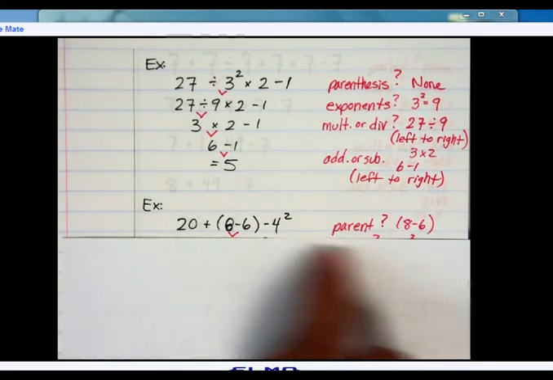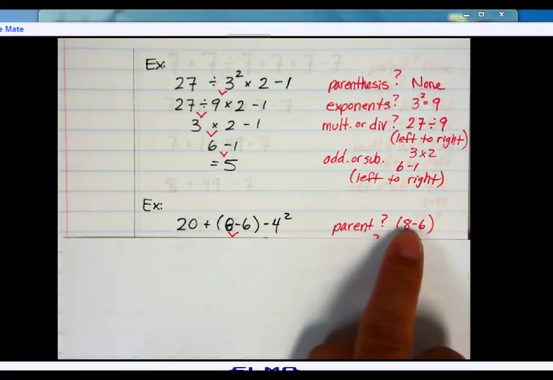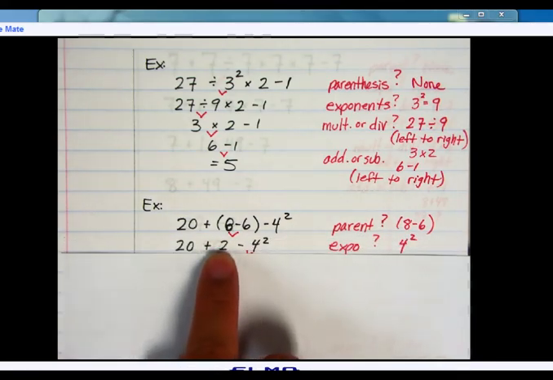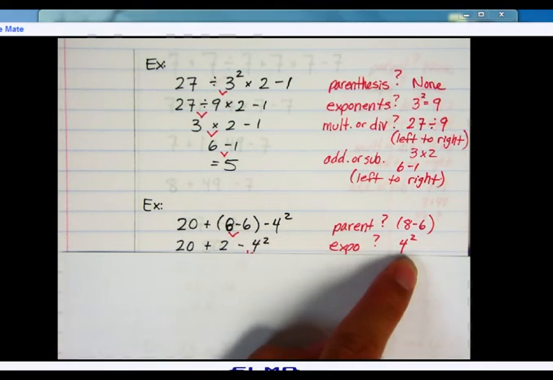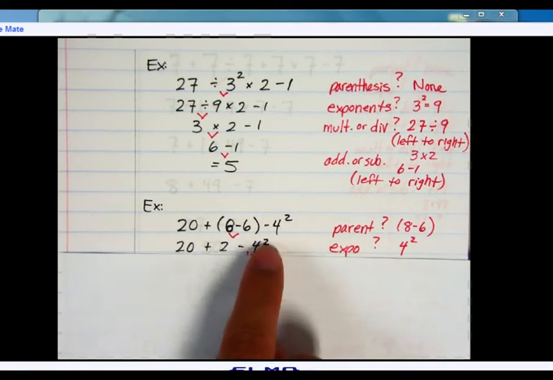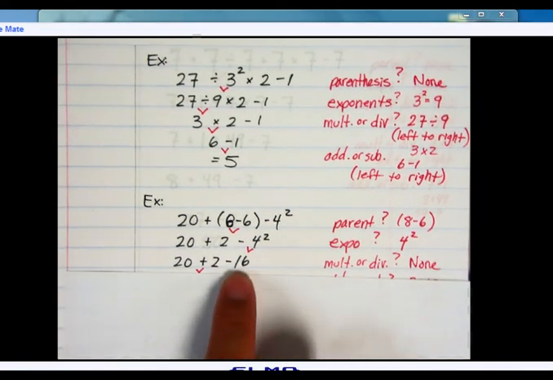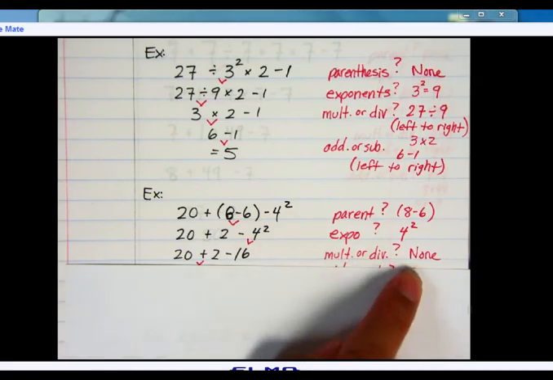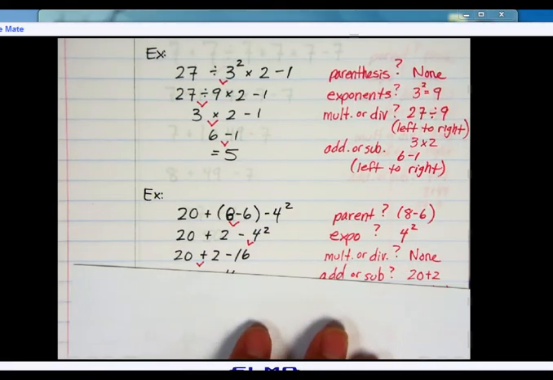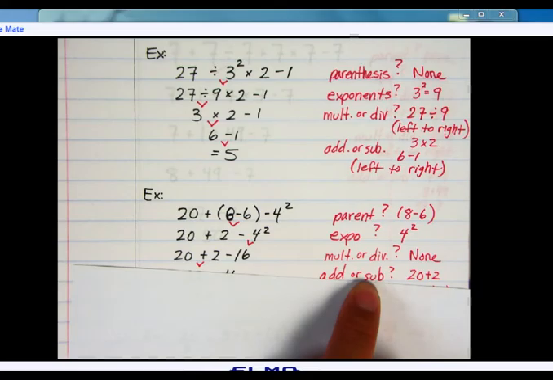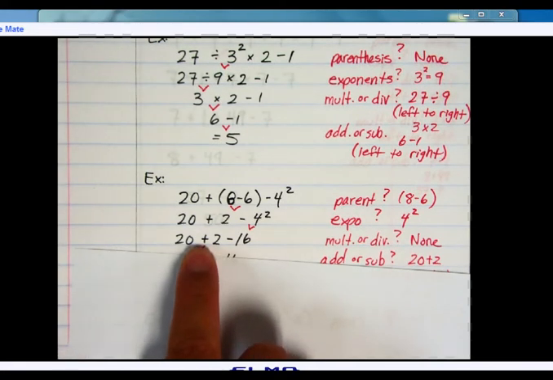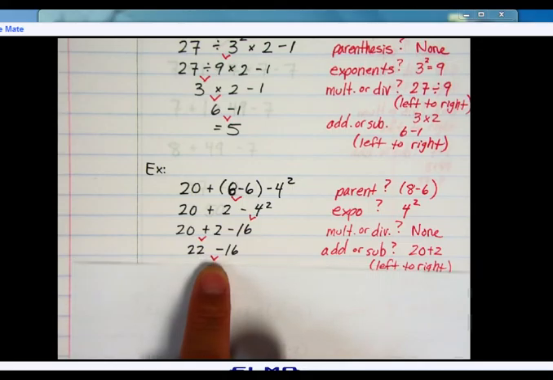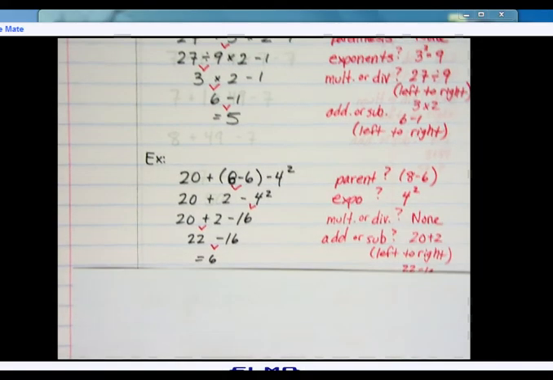So first, parentheses. Is there parentheses? There sure is. 8 minus 6. So I'm going to do that first. That gives me 2. Next, are there any exponents? There sure is. 4 squared is an exponent. 4 times 4, that's 16. Put that here. Next, is there any multiplication or division? No, there is none. So I would skip that part. Is there any addition or subtraction? Yeah, there is. But addition shows up first, so that's what we do first. We add first. And then we would subtract. And you come up with an answer of 6.